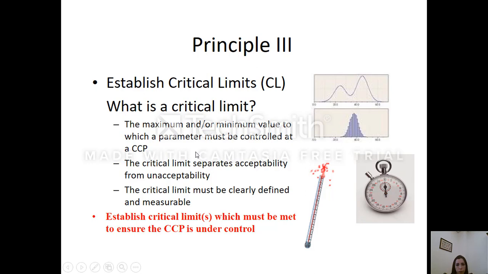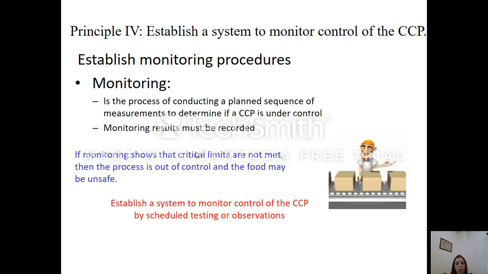or I'm beyond or above it. So monitoring is the process of conducting a planned sequence of measurements to determine if a CCP is under control. Monitoring should be recorded and documented, so it shows us if the critical limits are met or not met. So I need to establish a system based on a monitoring approach by scheduling, testing, and observation. And be sure that the more the monitoring is automated, the better, because I can reduce the error margin.